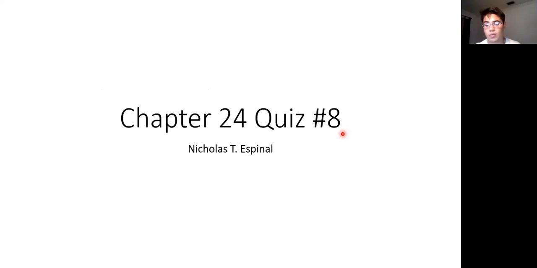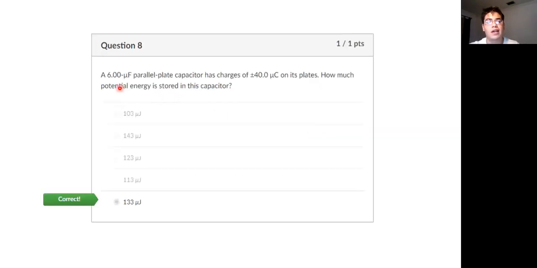This is my 8th question on my Chapter 24 quiz, and this is what it asks. A 6 microfarad parallel plate capacitor has charges of 40 microcoulombs on its plates. How much potential energy is stored in this capacitor? So we're going to need to know the potential energy stored in the capacitor. We'll need to know the equation for that.